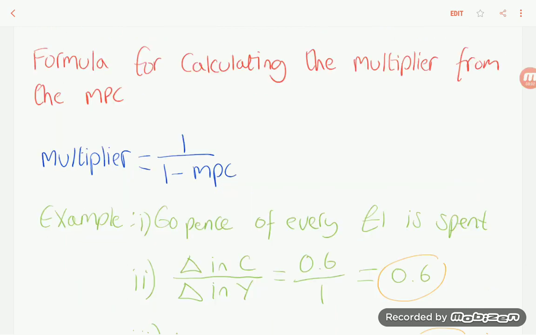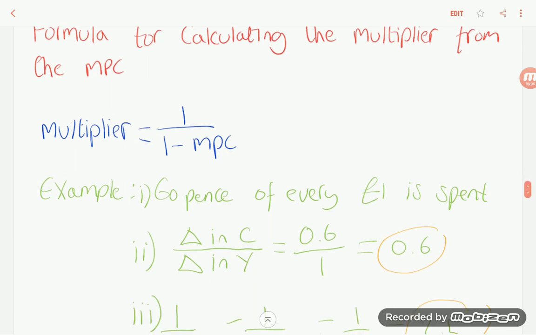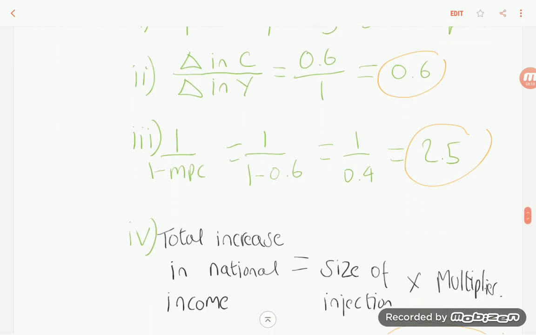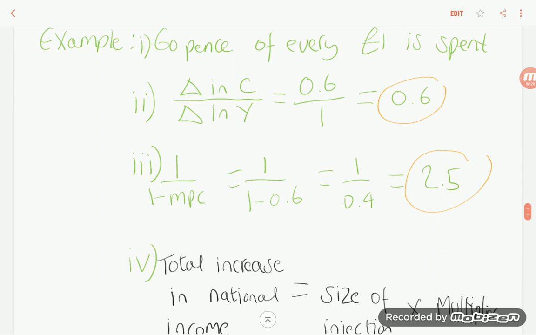The formula for calculating the multiplier from the MPC. So you can see the multiplier is 1 over 1 minus MPC. So let's give an example here, so you can see nice and clearly. If every extra £1 of income earned in a country results in an extra 60p being spent on goods and services produced in the country, then we can see what happens.